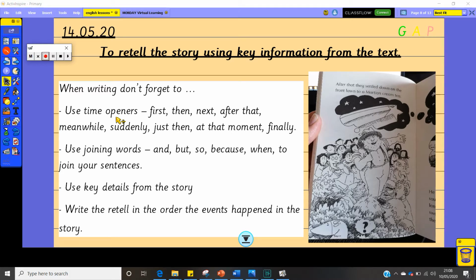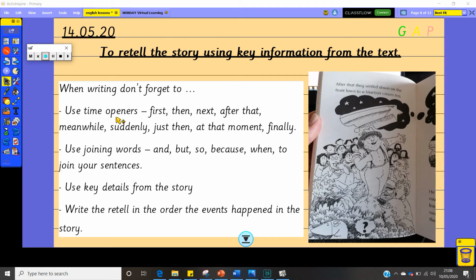So don't forget today, when you're doing your writing, use those time sentence openers we were introduced to in yesterday's lesson. You could always use the list or the grid that I gave you yesterday as well to help you. Use those joining words that we talked about on Tuesday and yesterday to add more detail and more information to your sentences. Use key details that you have learnt from the story, and then retell the story in the order that the events happen.